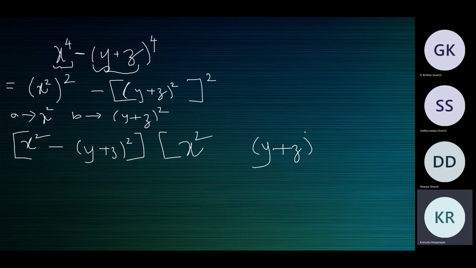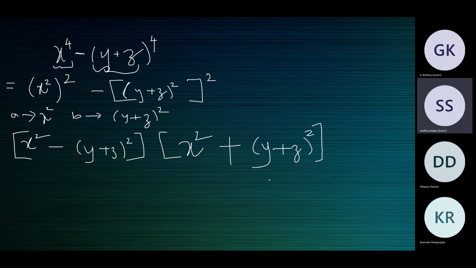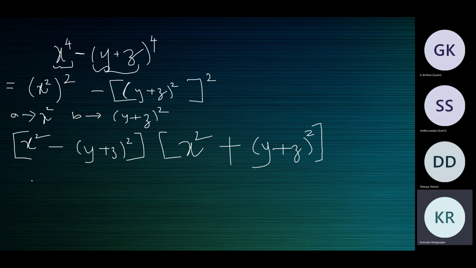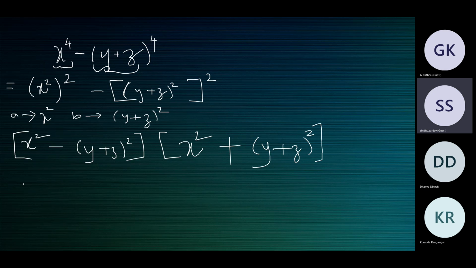This is b. This is b, a plus b. Yes, ma'am. What will be the next step? Ma'am, we can divide the x square minus y plus z the whole square, ma'am.